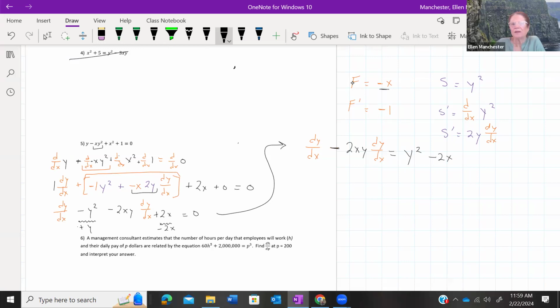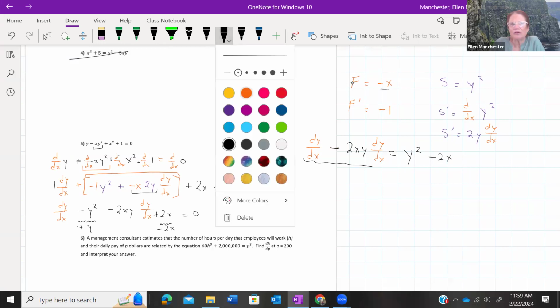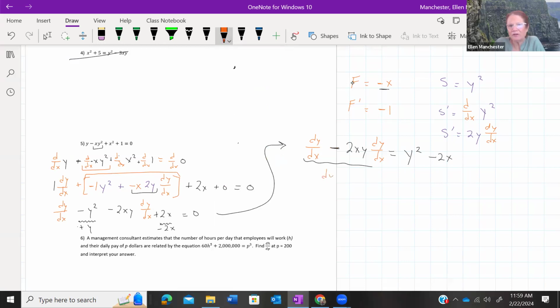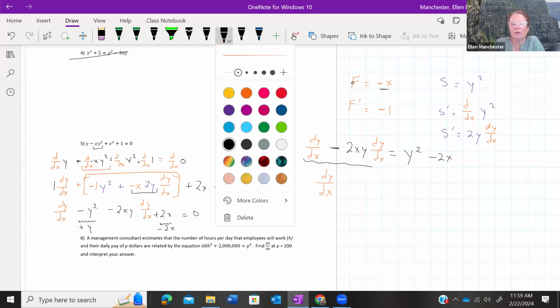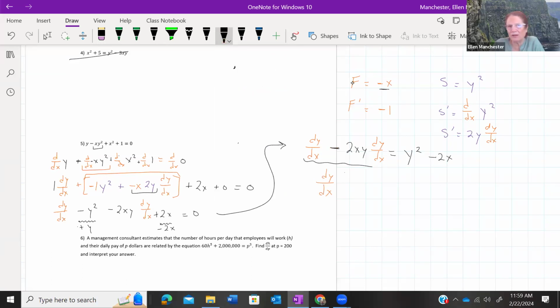Okay. Now, if you notice on this side, I have dy dx in common. So I'm going to factor out a dy dx. So this is where your factoring skills come in, right? I'm just factoring the greatest common factor. What's left, when I divide this by this, I get a 1. When I take the dy dx off, I end up with 2xy.